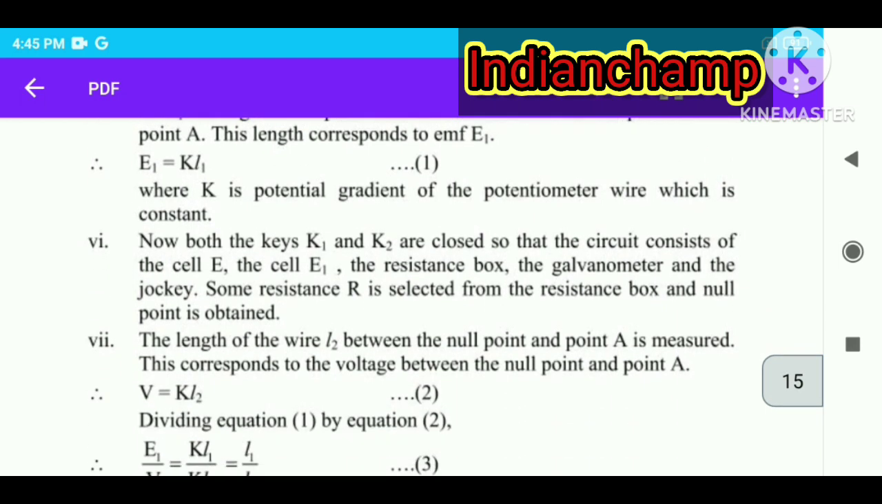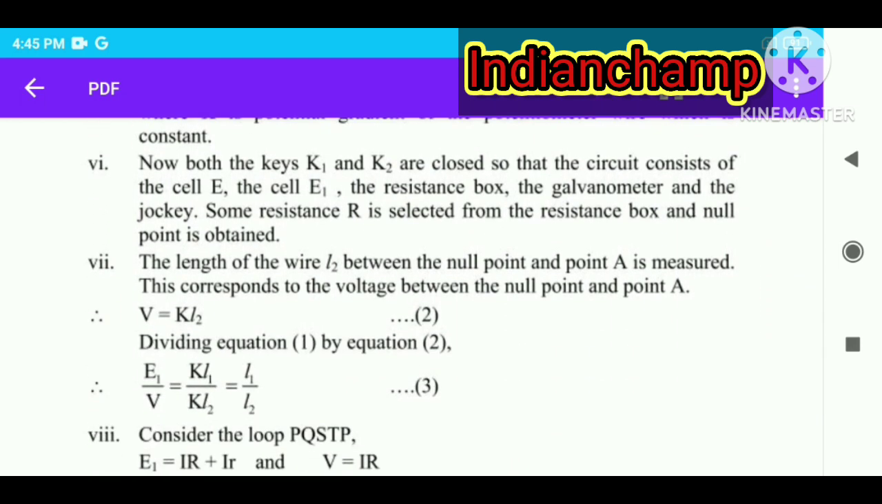Sixth, now both the keys K1 and K2 are closed so that the circuit consists of the cell E and the cell E1, the resistance box, the galvanometer and the jockey. The same resistance R is selected from the resistance box and the null point is obtained. Seventh, the length of wire L2 between the null point and point A is measured. This corresponds to the voltage between the null point and point A. Therefore, V is equal to K into L2, equation second.